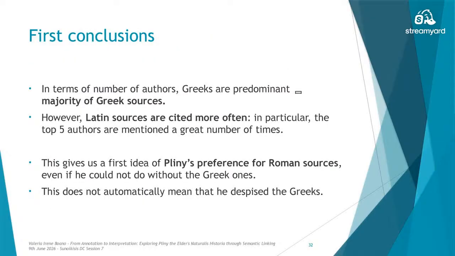So in general, I could see that in terms of number of authors, the Greeks are predominant. So there is a majority of Greek sources. But Latin sources are cited more often. And in particular, there is a top 5 of Latin authors that are mentioned a great number of times. And this gives us a first idea of Pliny's preference for the Roman sources, even if he could not actually do without the Greek ones. Of course, this does not automatically mean that he despised the Greeks, but it already says something.